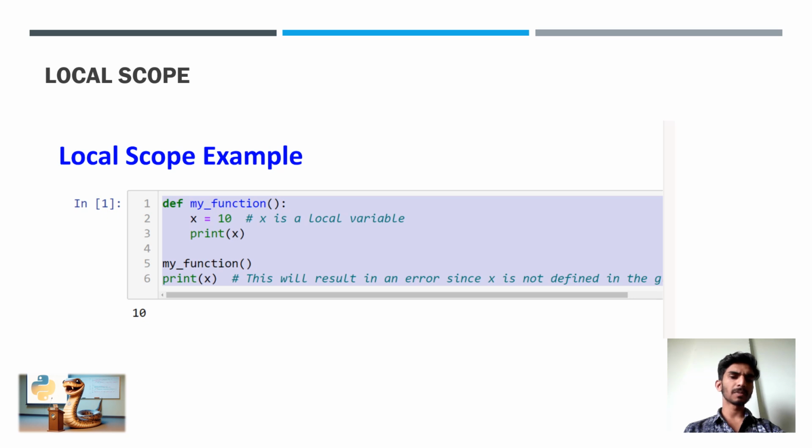So here, when we call the function, this is the local scope, so it will print 10, and this print statement works. The second print statement will not be printed because we are printing x outside the user defined function, and since x is in local scope, it cannot be accessed outside the function.